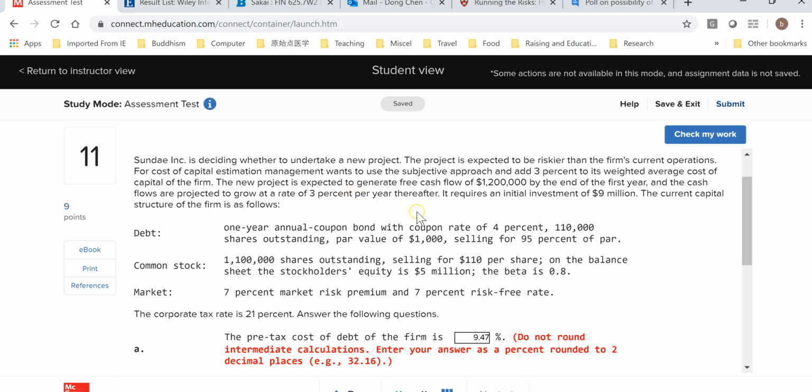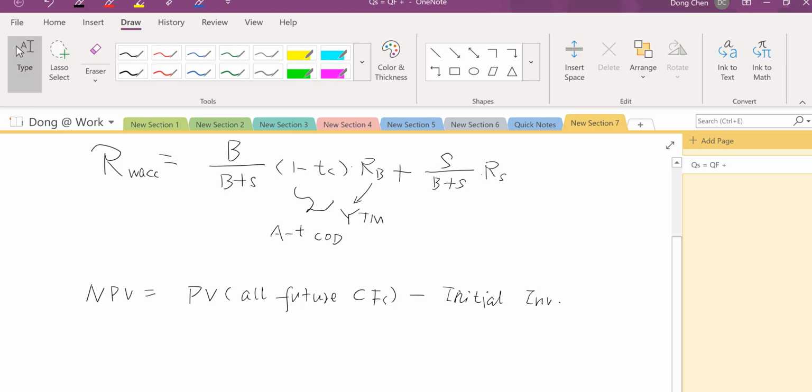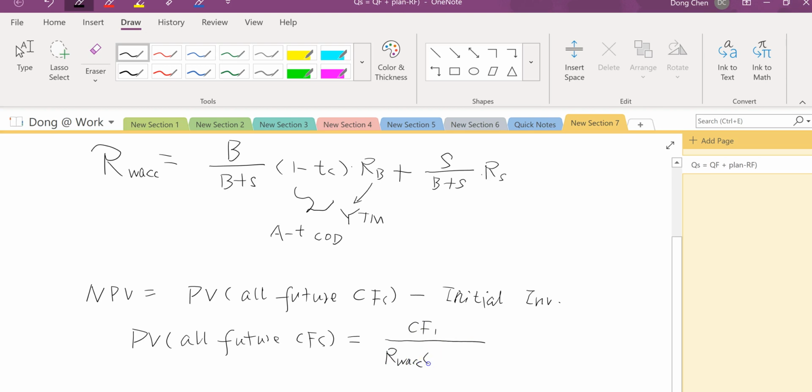And the present value of a growing perpetuity is simply the first year's cash flow divided by the discount rate minus the growth rate of the cash flows. So writing that down in the formula, the present value of future cash flows is simply cash flow 1 divided by R_WACC. Notice here we need to use the project's, very important. Otherwise the number will not match. Here it's the firm, but we have figured out the project's weighted average cost of capital.